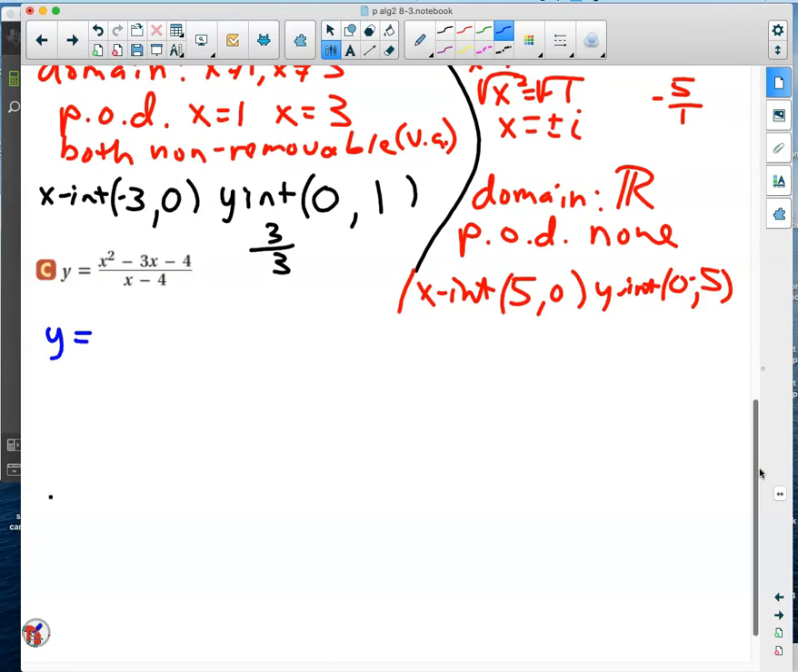x squared minus 3x minus 4. That looks factorable. Let's see. There's no greatest common monomial factor. It's not a perfect square because that's a negative 4 back there. It's not a perfect square trinomial. Do we know two numbers that multiply to negative 4 and add to negative 3? Is that denominator factorable?